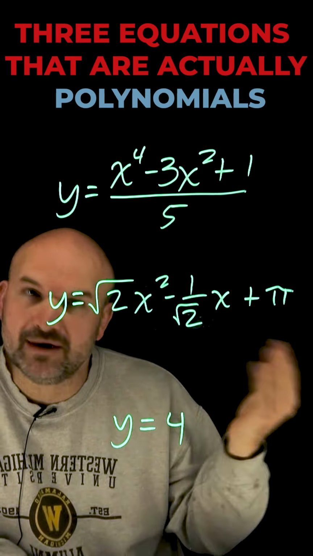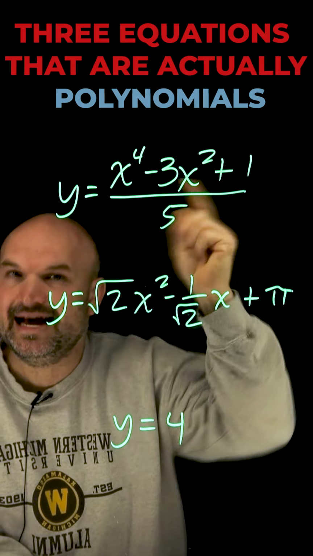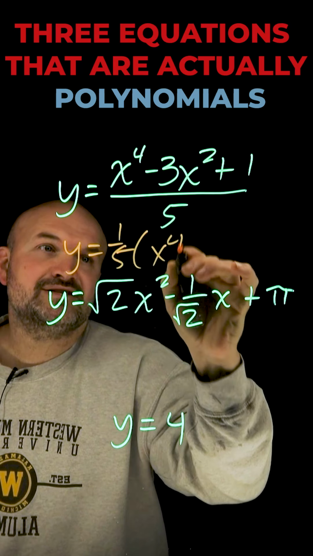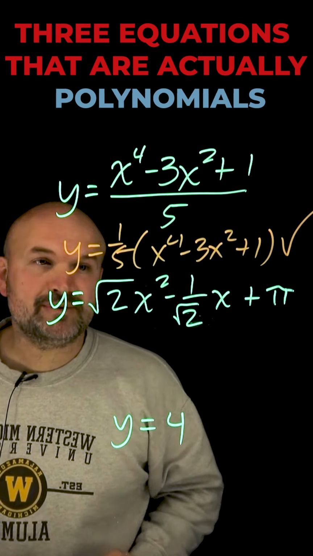But if we look a little bit closer here, what we realize is all 3 of these actually do not satisfy any of those conditions. If you look at over here, yeah, I have a denominator, but I don't have a variable in the denominator. 5 is in my denominator. So I could also just rewrite this as y equals 1/5 times x to the 4th minus 3x squared plus 1. And again, that is going to represent a polynomial.